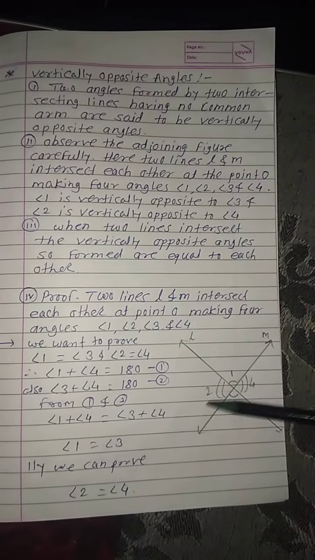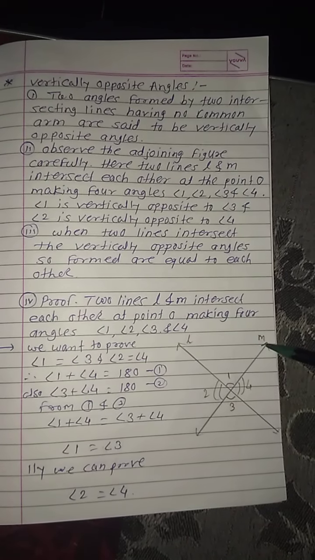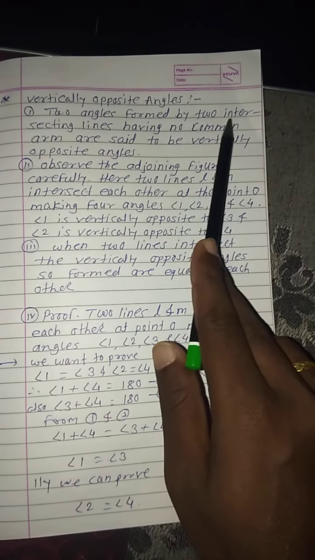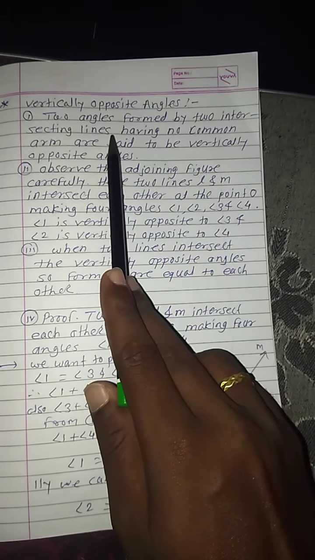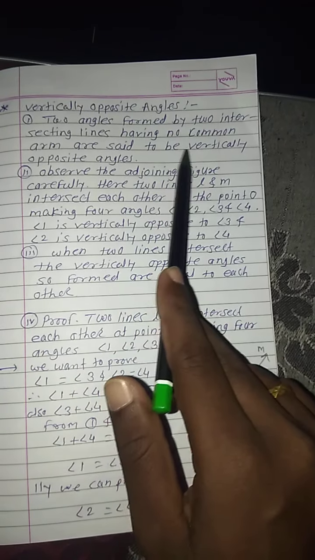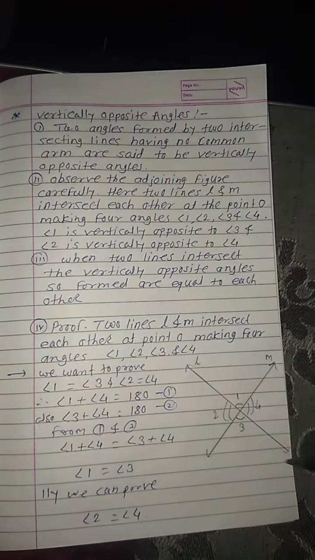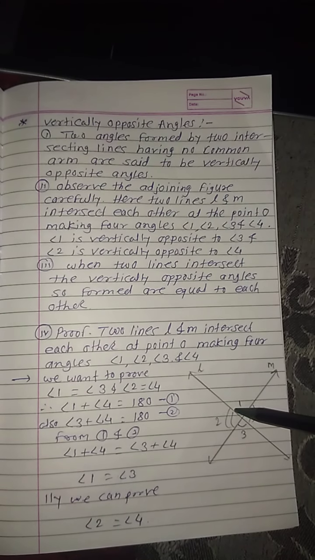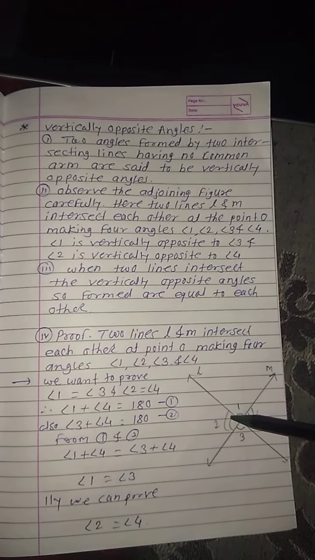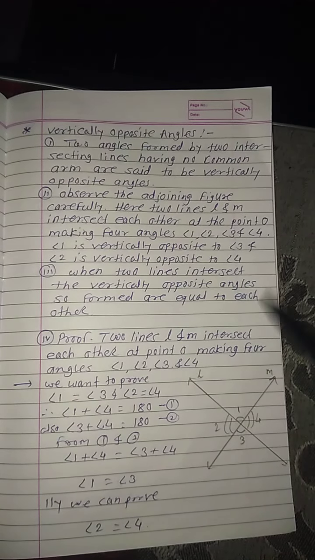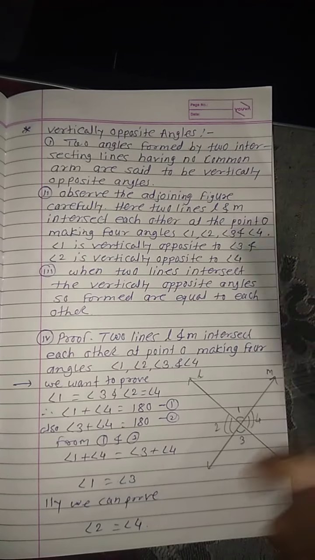Look at this figure carefully. This is line L and then line M. Two angles formed by two intersecting lines, having no common arm, are said to be vertically opposite. This line L and this line M are intersecting, and these angles don't have a common arm. That is why they form vertically opposite angles.